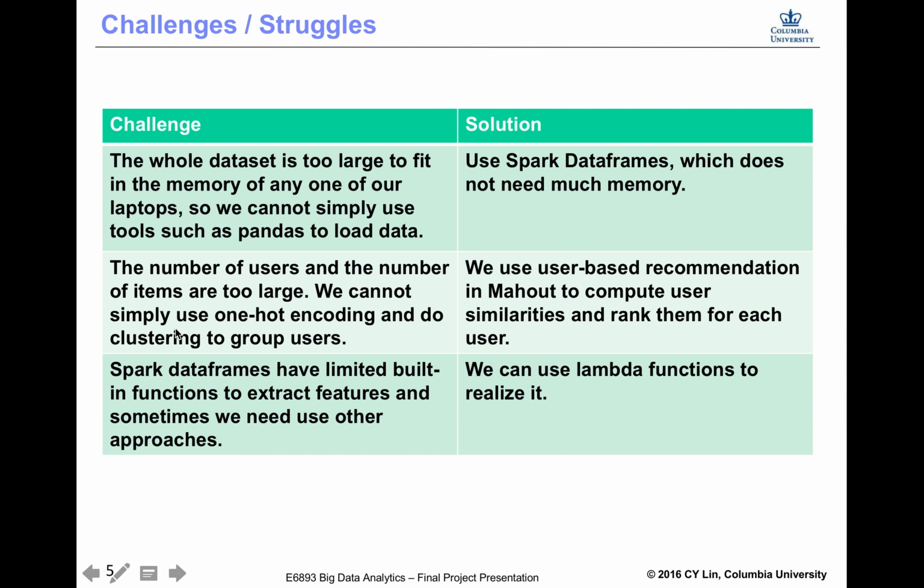And for recommending friends to users, firstly, we hoped to use one-hot encoding and do clustering, but later we found that the one-hot encoding matrix is too large. So instead, we use user-based recommendation in Mahout to compute the user similarities so that we can rank them. And also, we found that the Spark data frames are not as flexible as some other data analysis tools such as scikit-learn, but we can easily use Lambda functions to realize our functions.